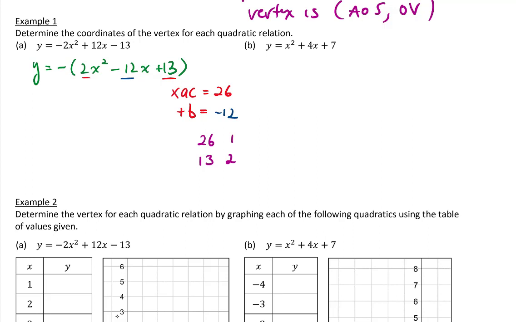Let's try the second one. The second one we don't need to factor, but again, we need two numbers that multiply to 7, so a times c is 7, and which add up to our b value. Our b value here is 4. The only factors that you have for 7 are 7 and 1, and 7 plus 1 does not give you 4, nor does 7 minus 1. So again, we have another example which you cannot factor. We need a method to determine the vertex. So let's take a look at these two equations more closely.